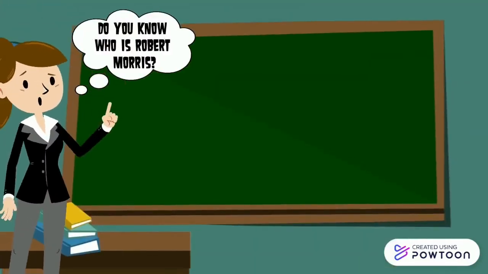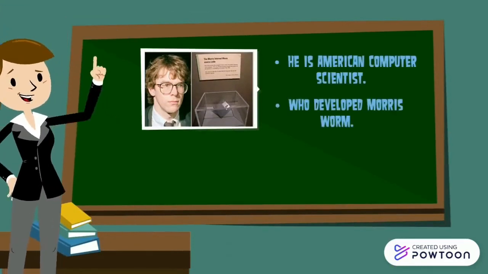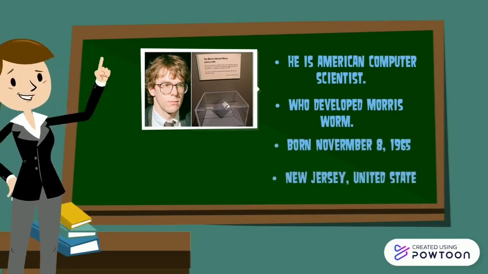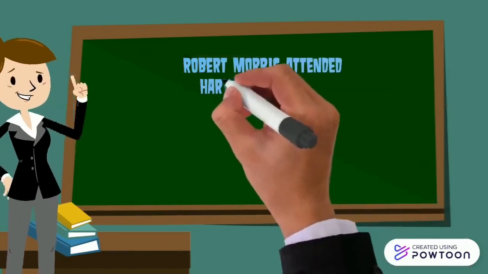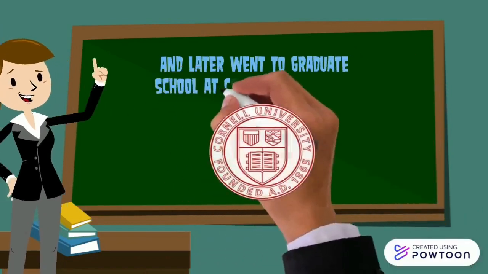Did you know who Robert Tappan Morris is? Morris is an American computer scientist who eventually developed the Morris Worm. He was born on November 8, 1965 in New Jersey, USA. Robert Morris attended Harvard University, but later went to Cornell University and graduated.